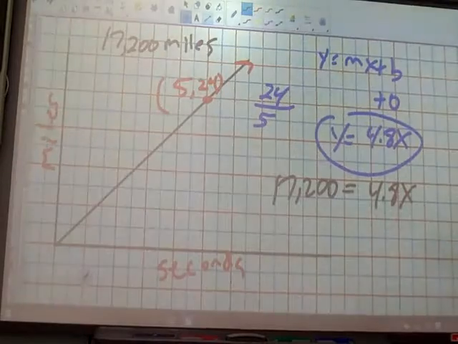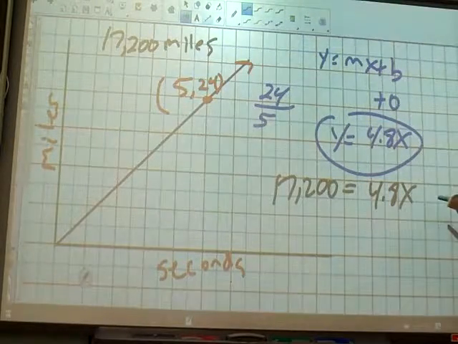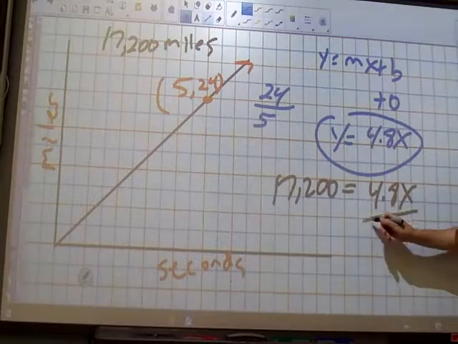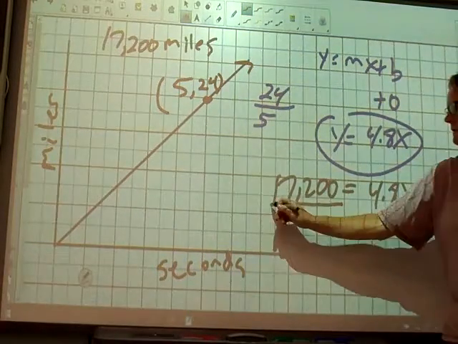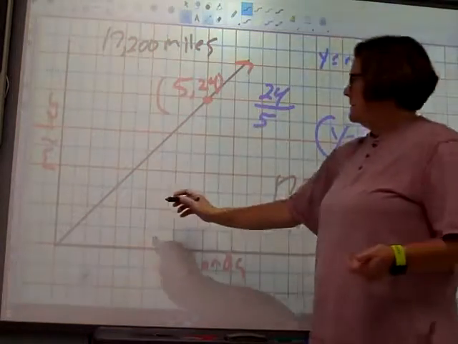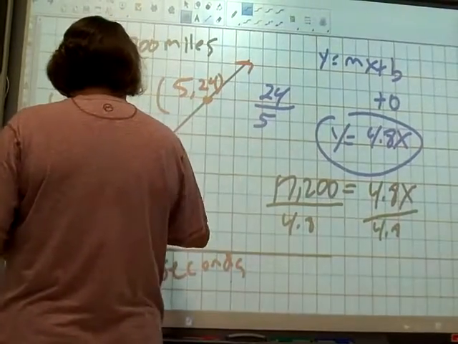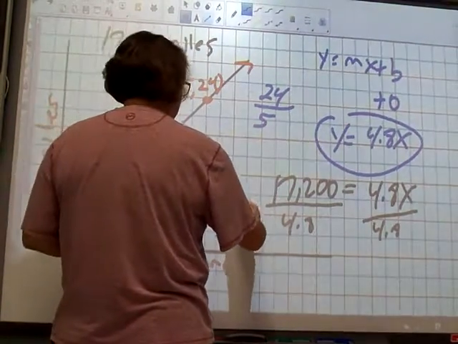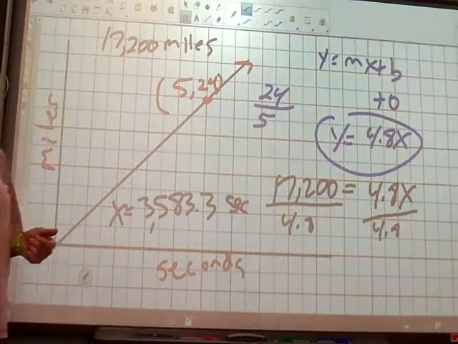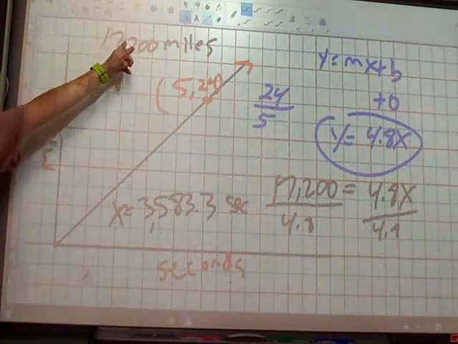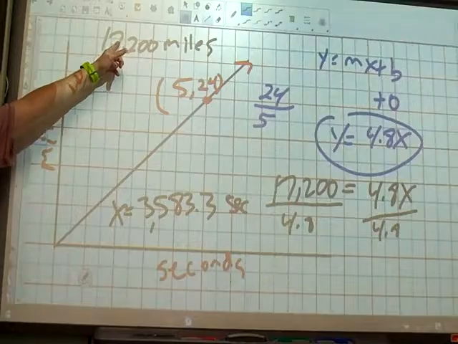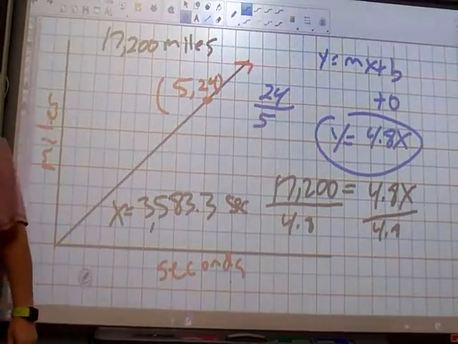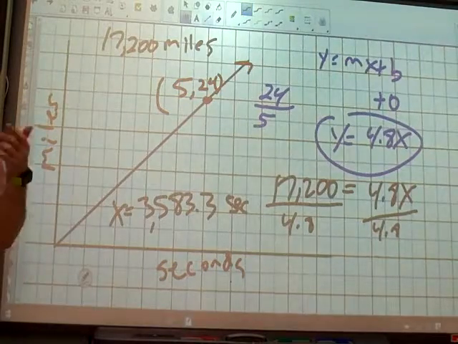Now I'm trying to solve for x in Algebra 1 review. Garrett said I'm going to divide. Because it's being multiplied, we undo that. So we divide both sides by 4.8. And that'd be 3,583.3. So x is 3,583.3 seconds. Okay, so to get 17,200 miles, the asteroid took 3,583 seconds. So what does that mean?